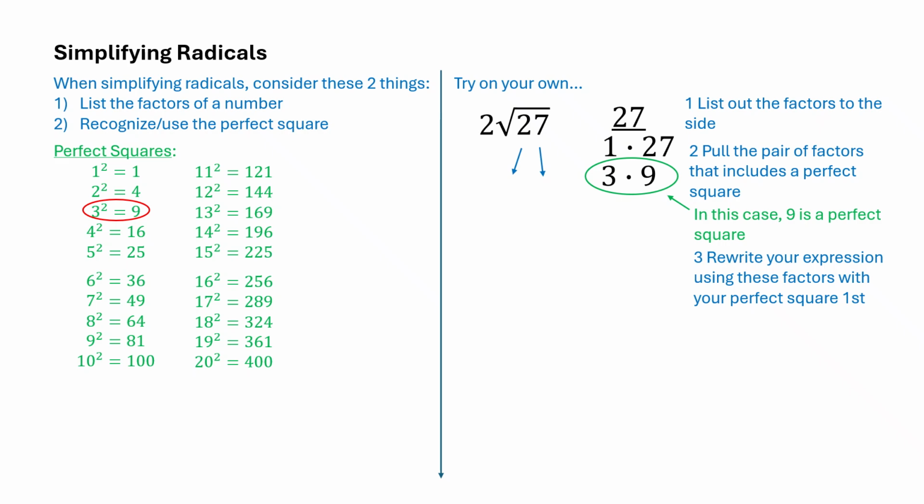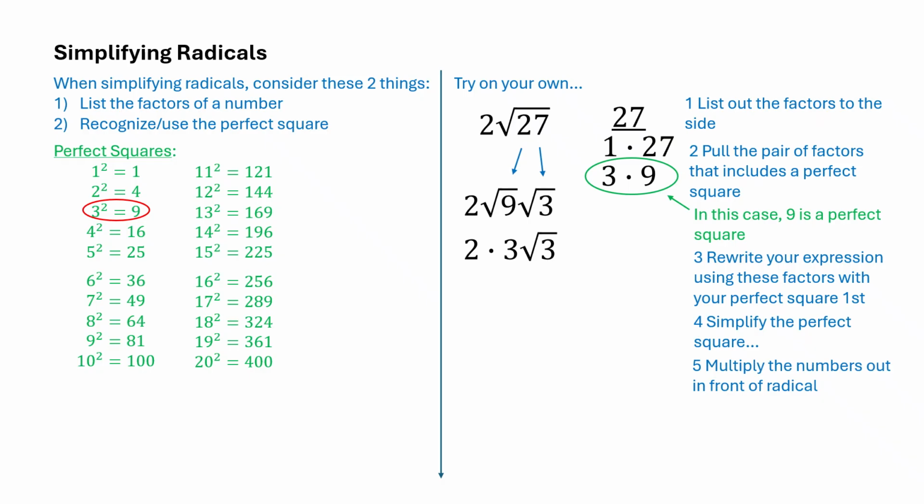Rewrite your expression using the factors with the perfect square coming first. Simplify the square root part. Multiply your numbers that are outside the square root. And you're done.